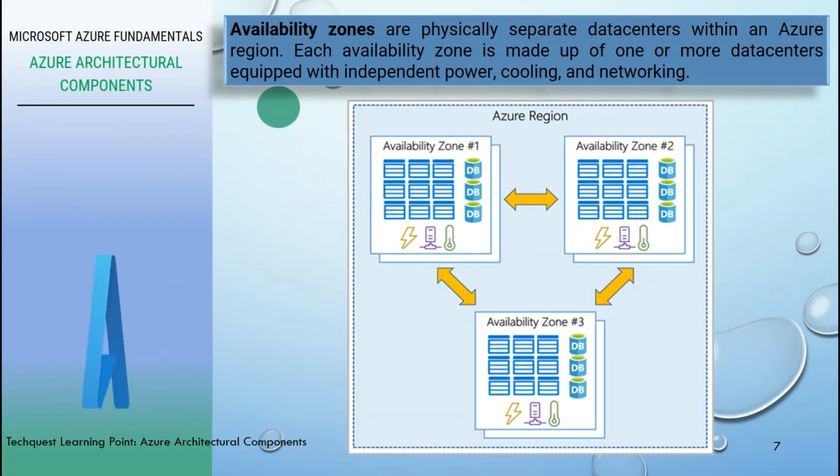Availability zones are physically separate data centers within an Azure region. Each availability zone is made up of one or more data centers equipped with independent power, cooling, and networking. An availability zone is set up to be an isolation boundary. If one zone goes down, the other continues working. Availability zones are connected through high-speed private fiber optic networks.